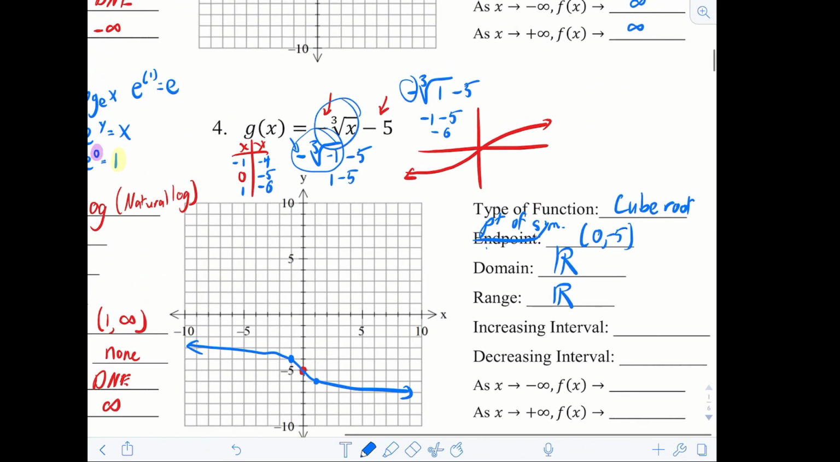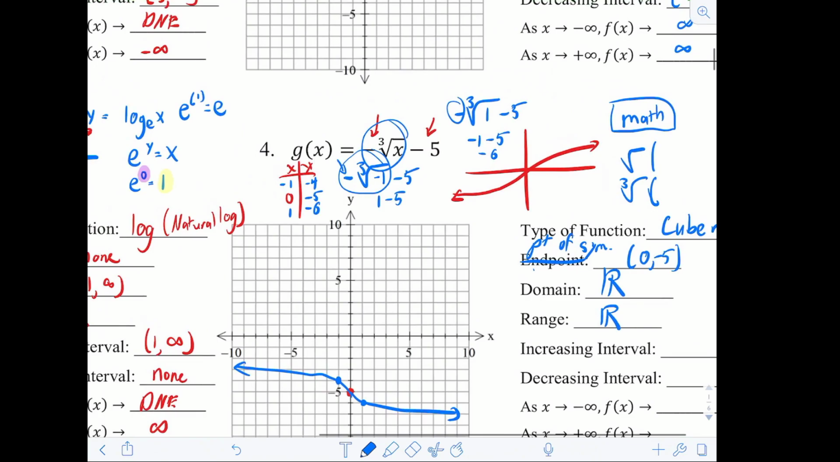If you're having a difficult time plugging in the cube root of something, press the math button and look for the square root function and then a cube root function. But you could also think about it like this. You could say y is equal to negative, parentheses, x raised to the power of 1/3, because we know that the cube root is another way of saying x to the 1/3, and then type in minus 5. There's multiple ways of saying that.